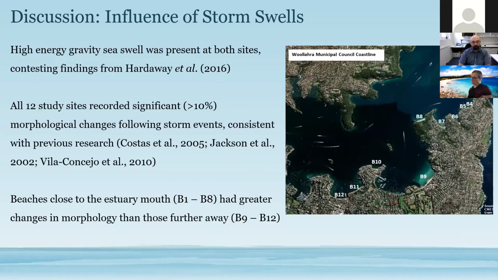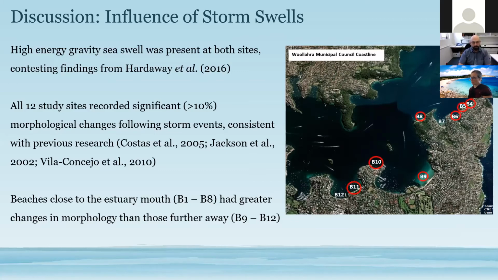There is also a general consensus that high energy conditions drive morphodynamic behavior of BEBs, and BEB morphology is inherited from past storm events. This is consistent with the results that we found, as all 12 study sites recorded significant changes to morphology after storm events.